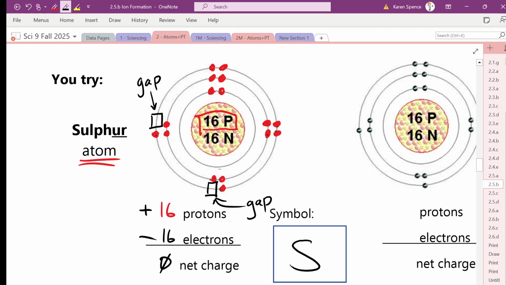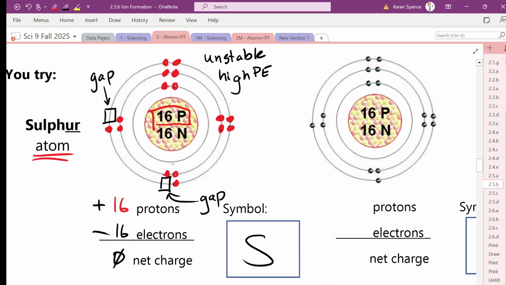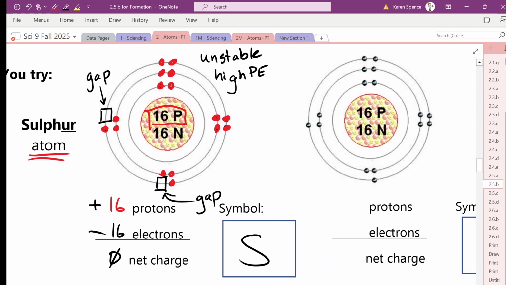Is that stable or unstable? Unstable. High potential energy or low potential energy? High potential energy. PE, potential energy. So what is sulfur going to have to do to become stable? It's going to have to gain 2 electrons.